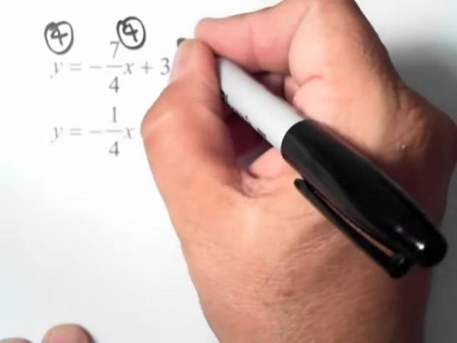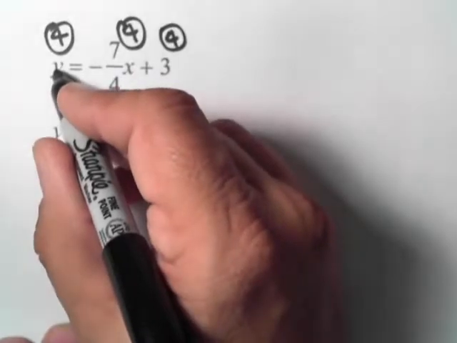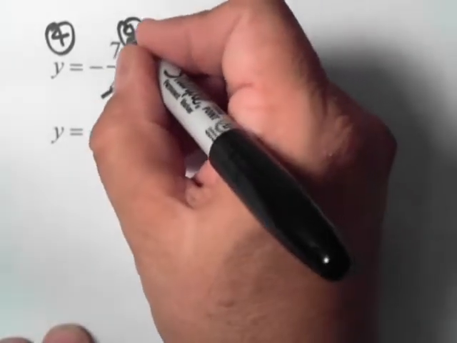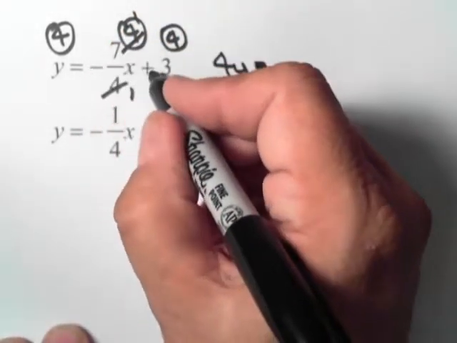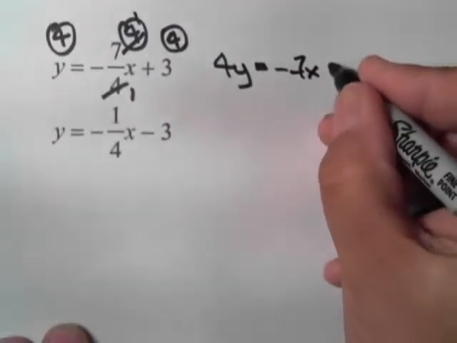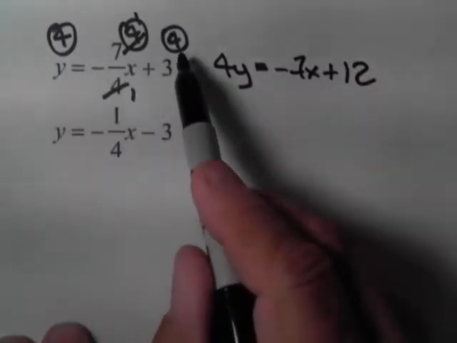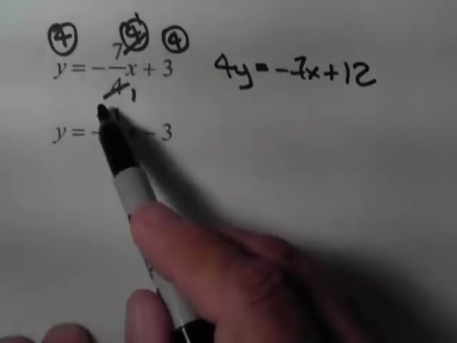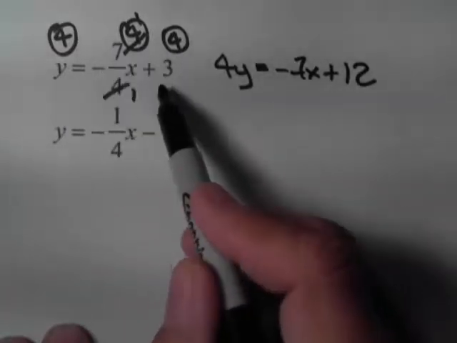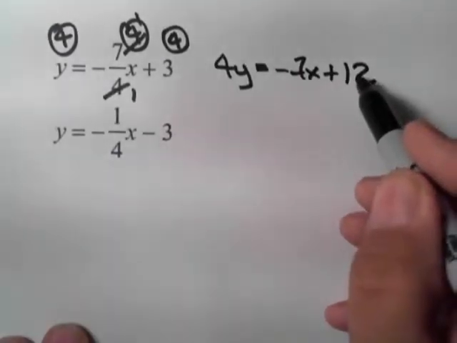I'm going to multiply each and every term on both sides by 4. So if I do that, I'm going to have 4y equals, now notice the 4's reduce out here, so it's going to equal negative 7x, and then we have 4 times 3, plus 12. Now let's double check this. We're hitting each and every term by the LCD 4. This is just clean up before we start the augmented matrices. So I got 4y minus 7x equals plus 12.